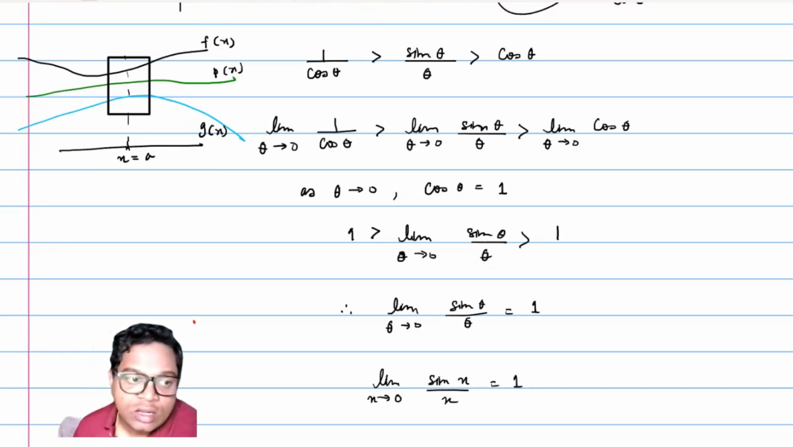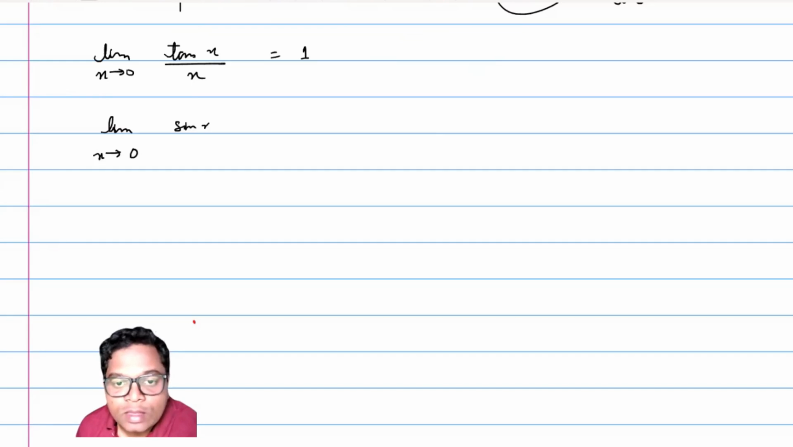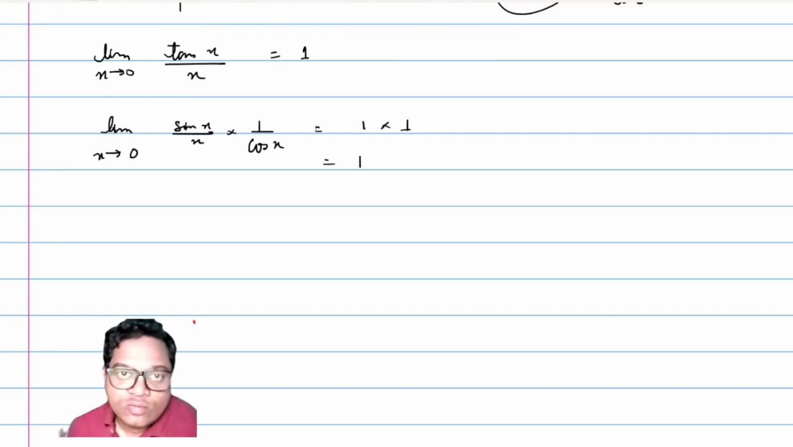Now using the same property, we can say that limit x tends to 0, tan x over x is also 1, because this can be written as sine x over x into 1 upon cos of x, which will be 1 into 1, that is 1. Let's move to the next problem.